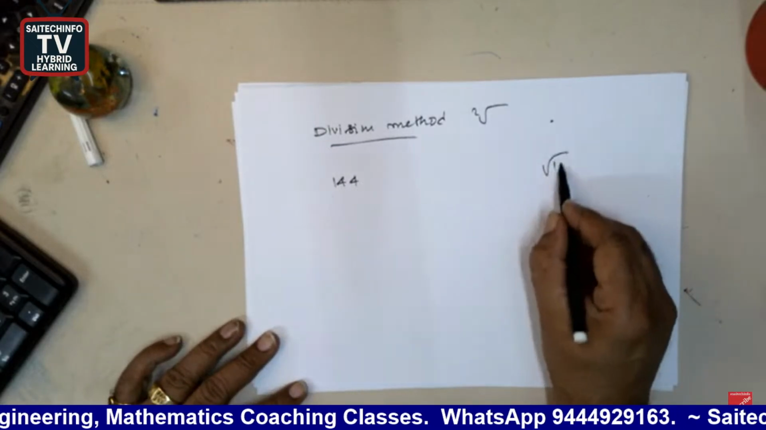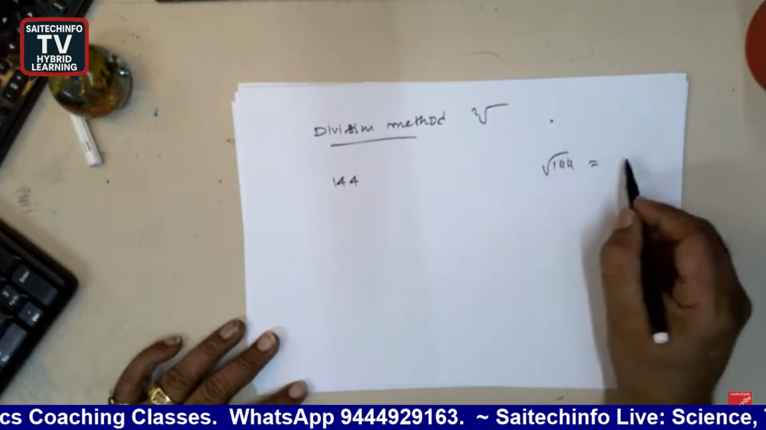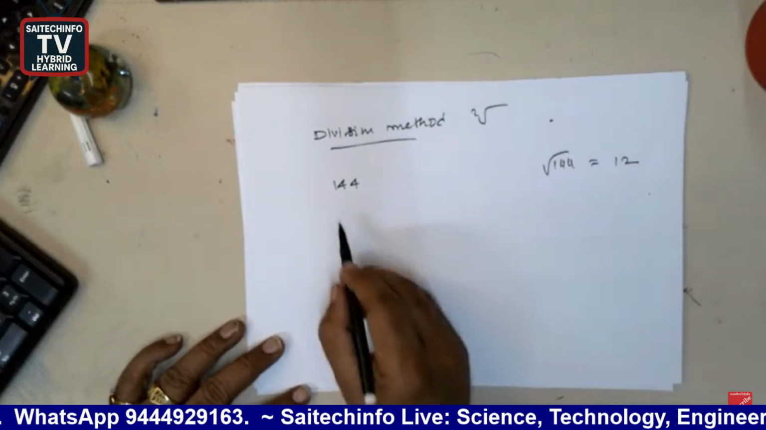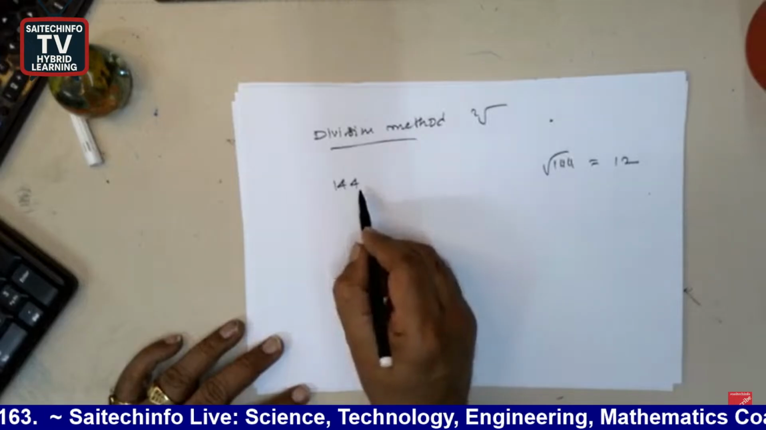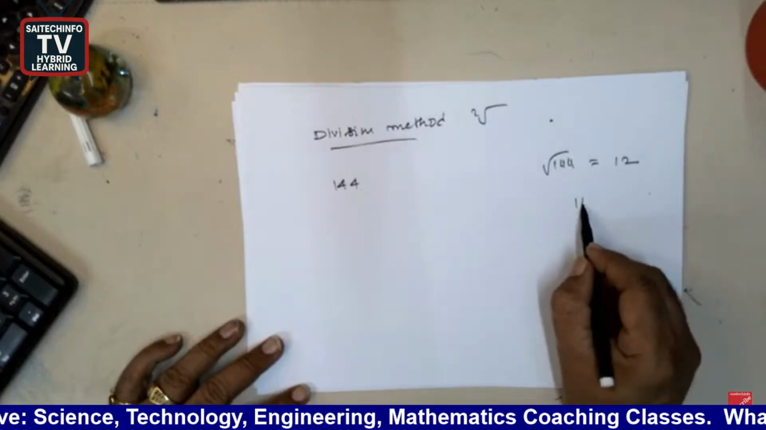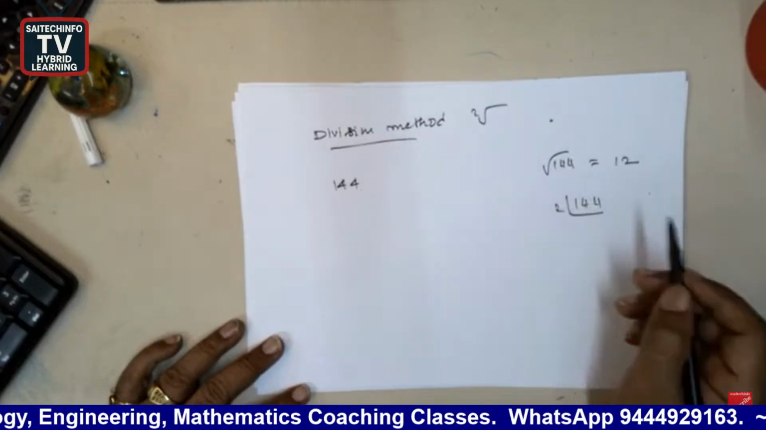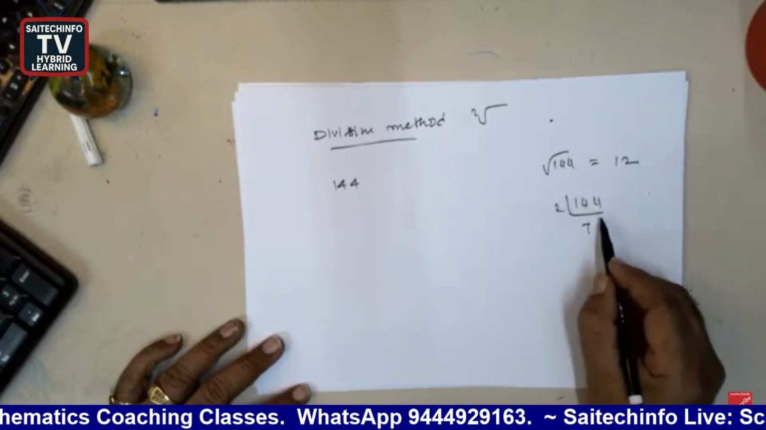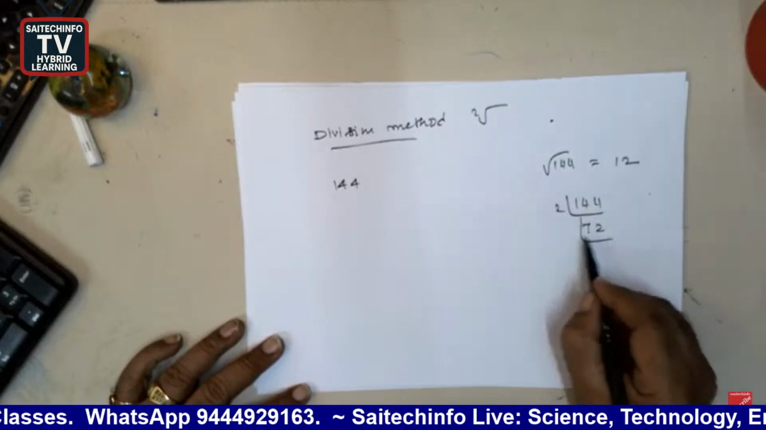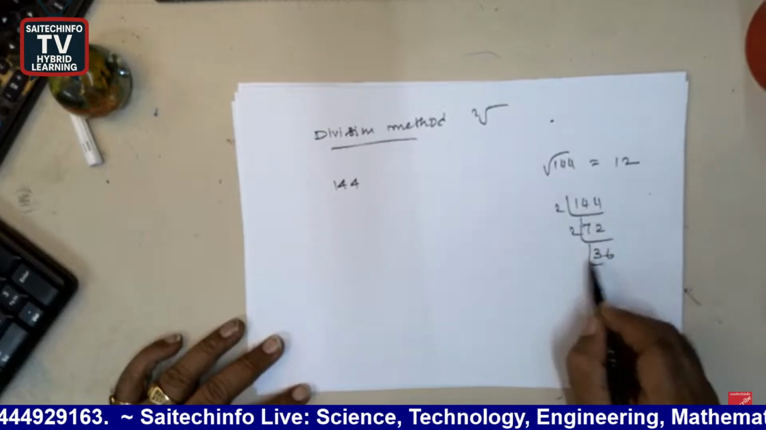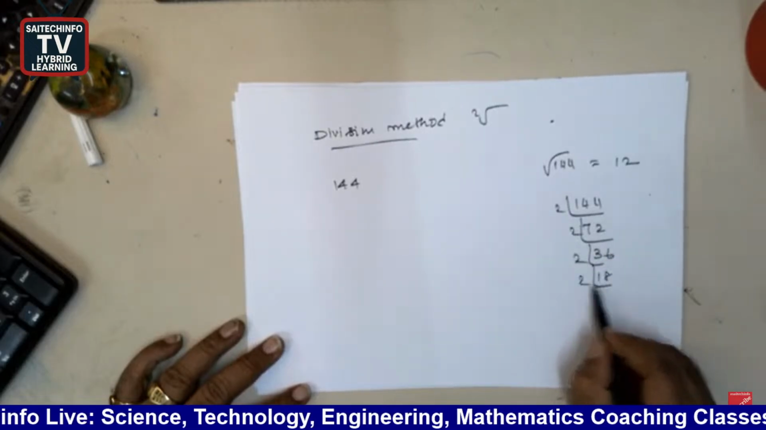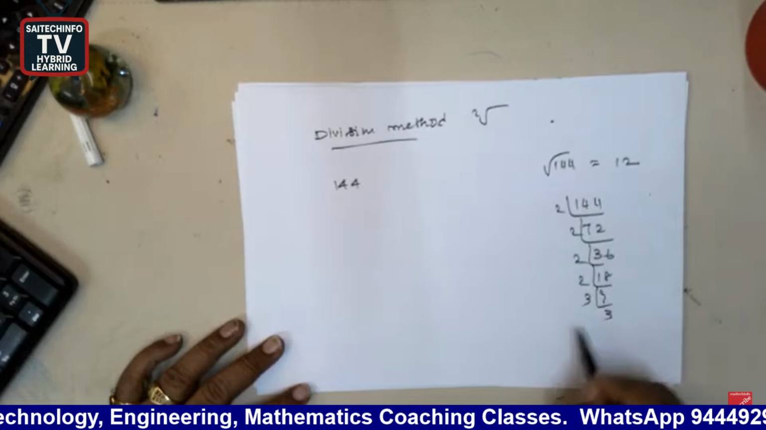You know very well the square root of 144 is equal to 12, right? So how to do this? By the factorization technique. That is, 144, you divide by 2, so 72. And then 2, 36, 2, 18, 2, 9, and then 3, 3.